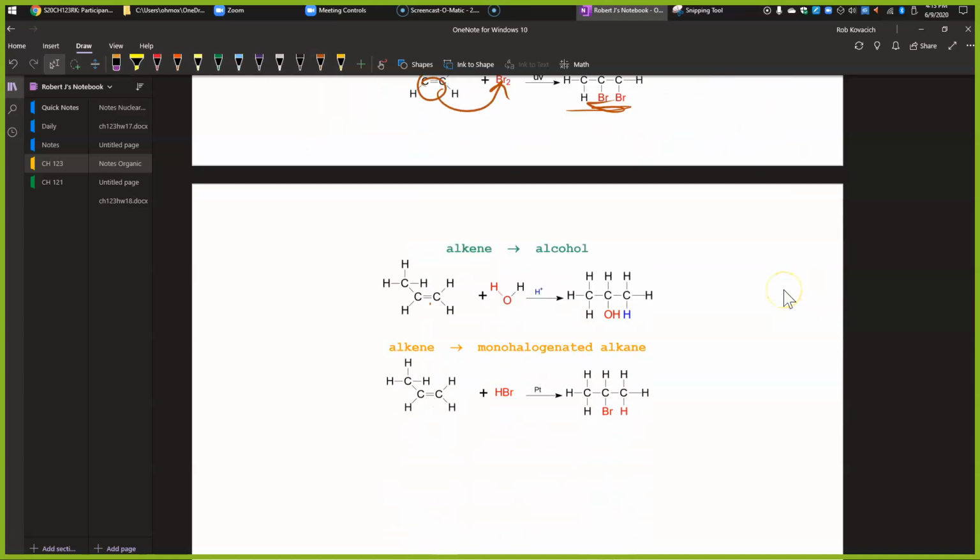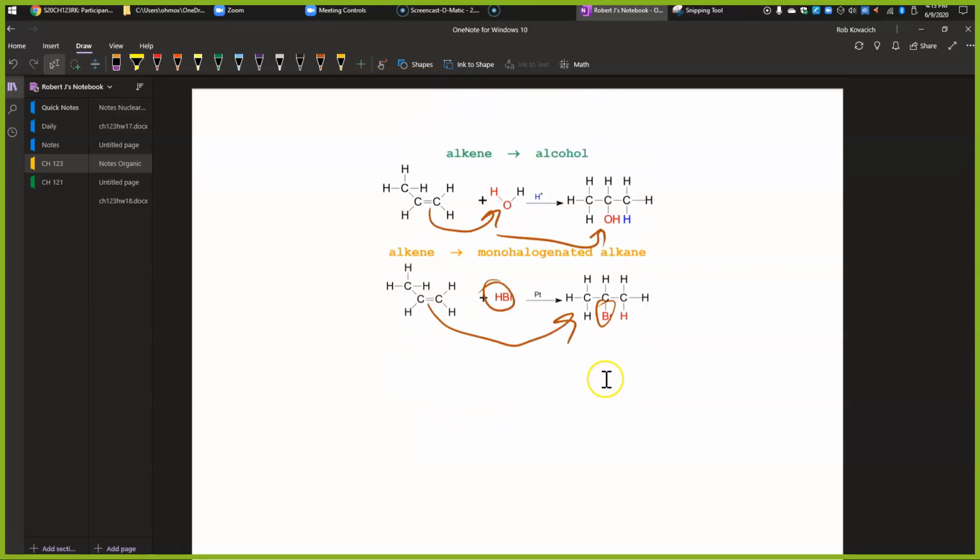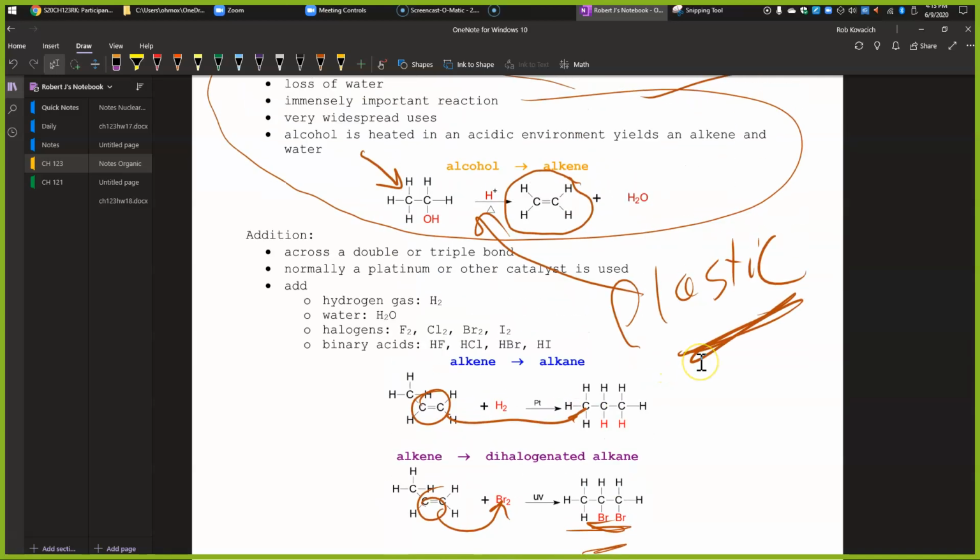Or I could take the double bond and add water to this and get an alcohol, which is also kind of dumb since I probably started with an alcohol. Or I could take an acid like this and attach it across the double bond, and now I've just got one halogen on it instead of two halogens on it. So the double bonds themselves are phenomenally useful because I can make lots of stuff.